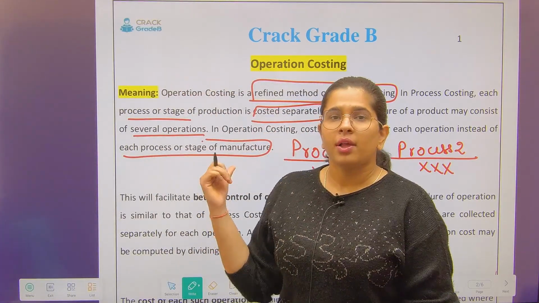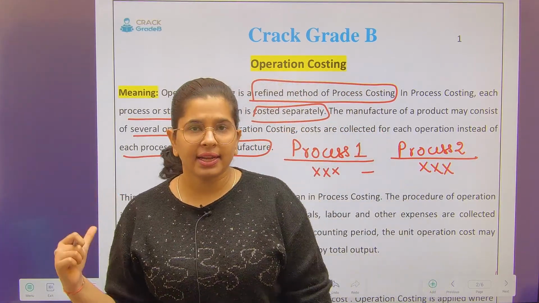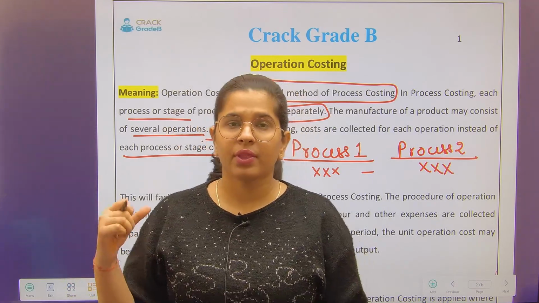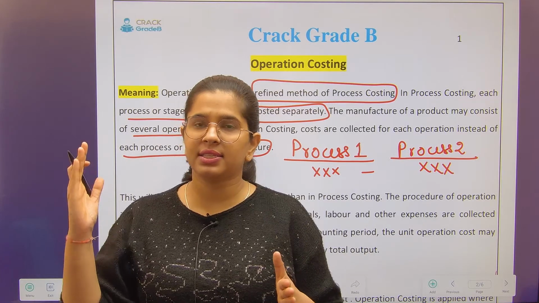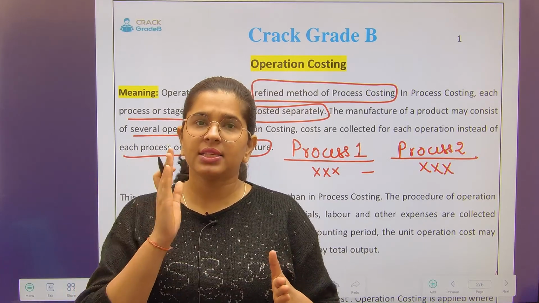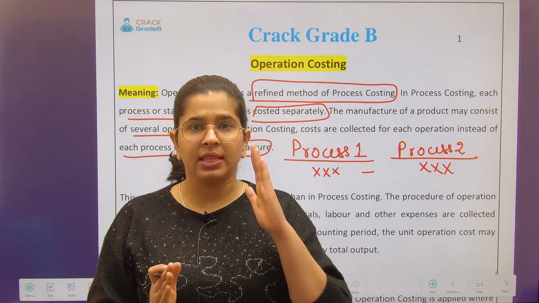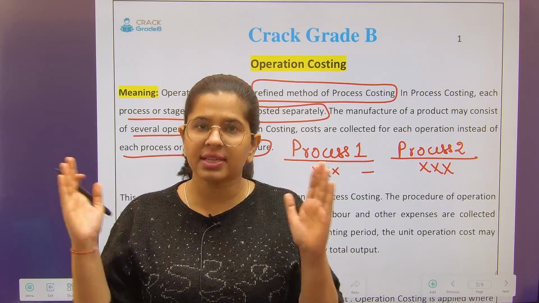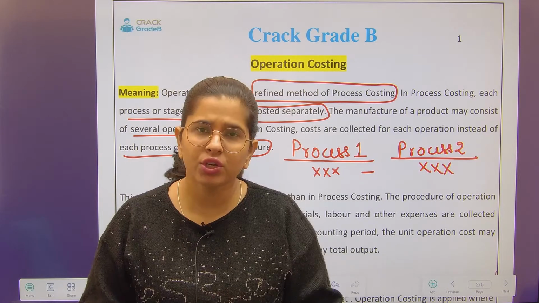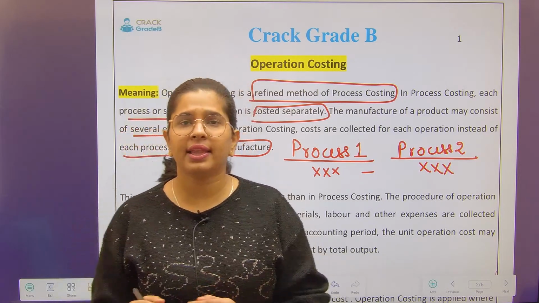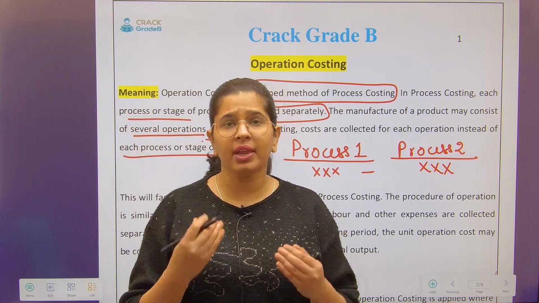So because the products are identical in process costing, we differentiate by the process: this is the manufacturing process, this is the quality testing process, this is the packing process. That's how we differentiate the costing. But in operation costing, we know that there are variations that can be introduced.